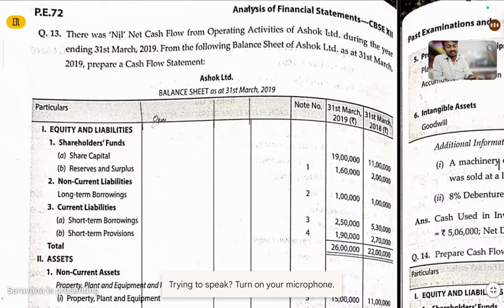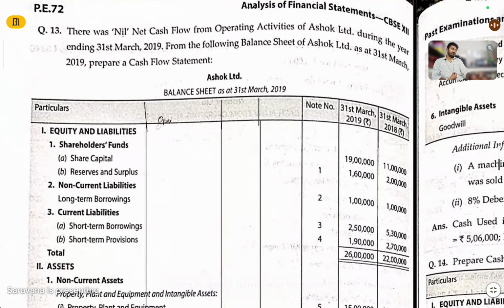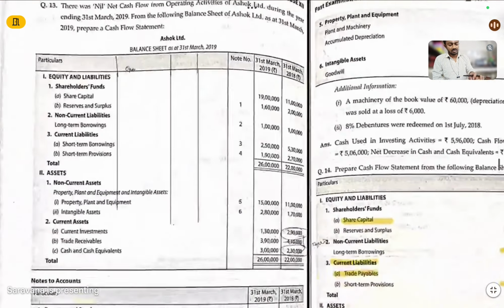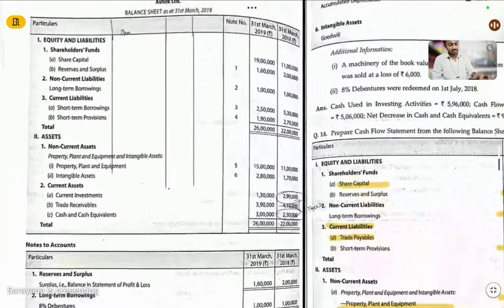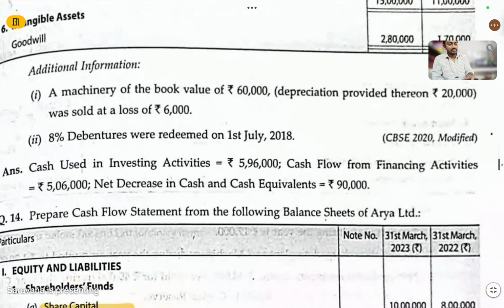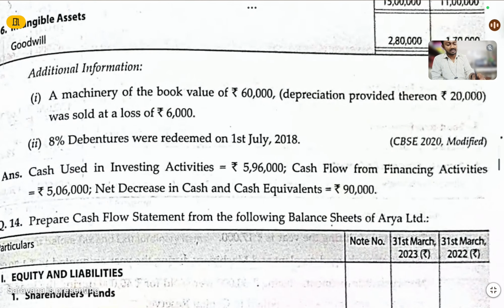Question 13 from the scanner sum, page number PE 72. Okay, so we'll do question number 13. Come to the notes to accounts and then additional information. What are the things that are given in the additional information?